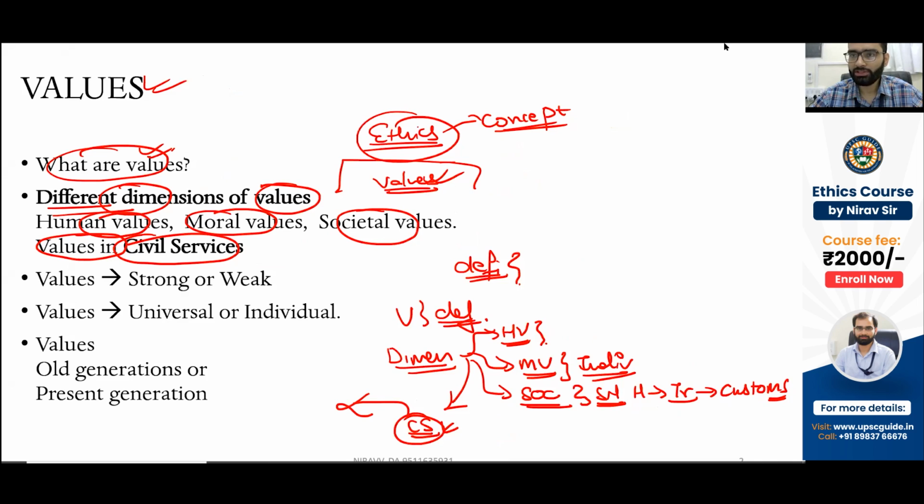Okay, so I think the UPSC guide students can also see my face now, right? Okay, so these are the different dimensions of values, right?